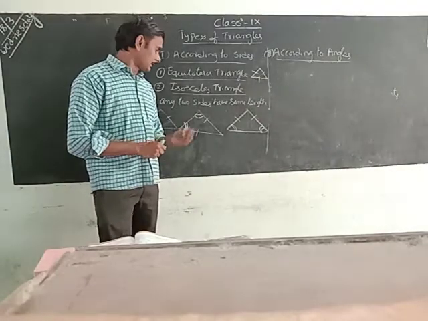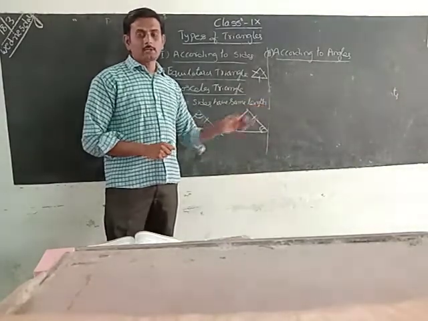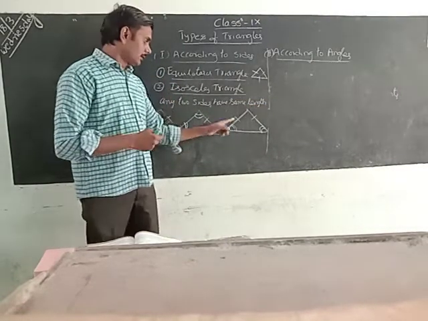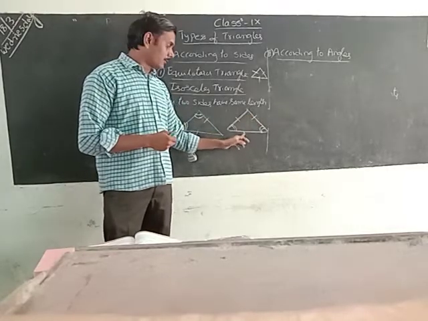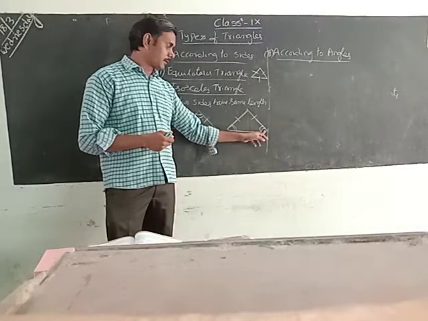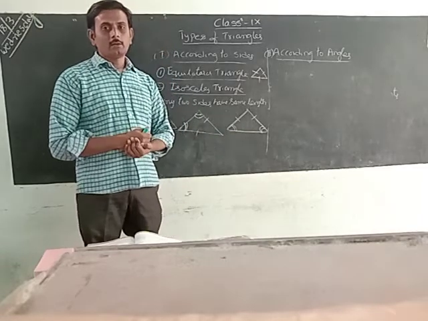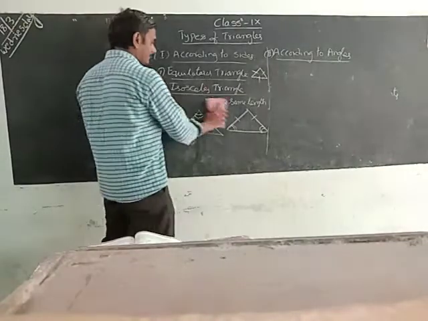What is the isosceles triangle? In a triangle, any two sides having the same length is called an isosceles triangle. The third side is called the base of the triangle. The angles formed on the base, on the third side, have equal measurement. This is the isosceles triangle.